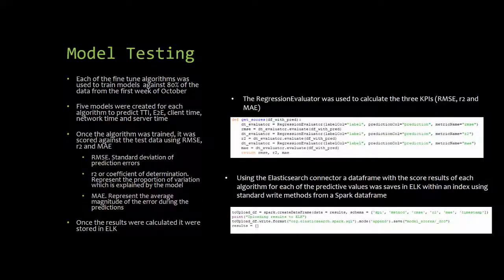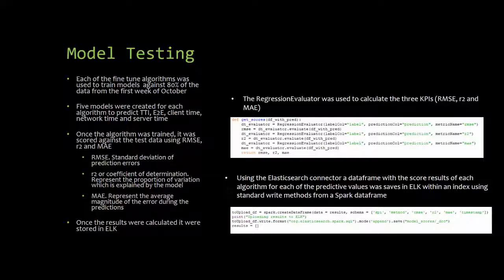Each of the fine-tuned algorithms was used to train the model against 80% of the data from the first week of October. 5 models were created for each algorithm to predict time to interact, end-to-end time, client time, network time, and server time. Once the algorithm was trained, it was scored against the test data using root mean square error, R-square, and mean absolute error.